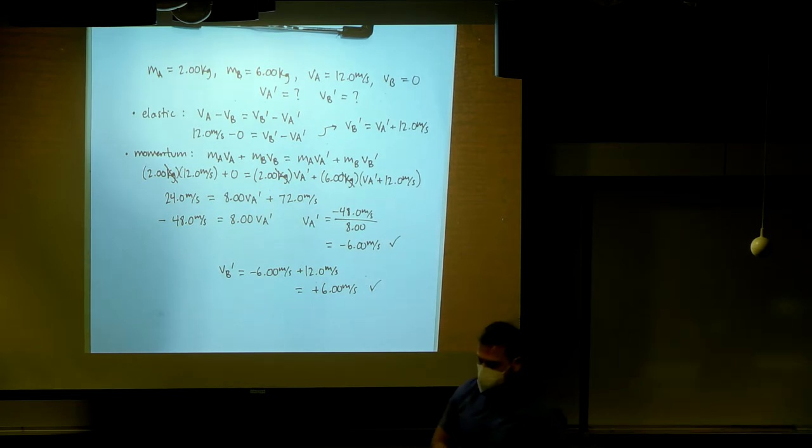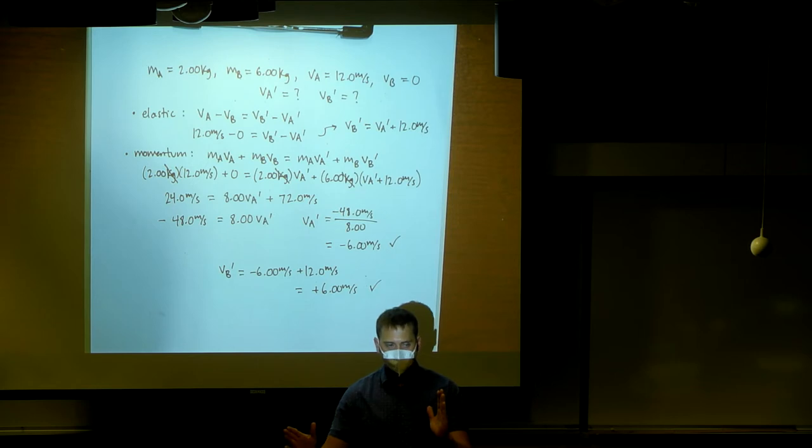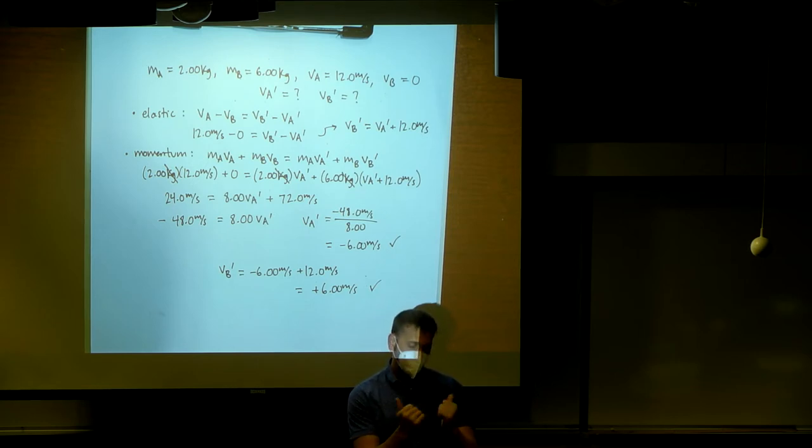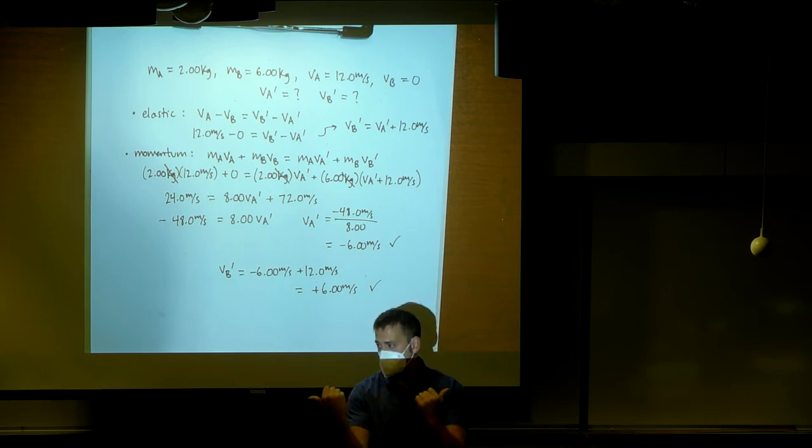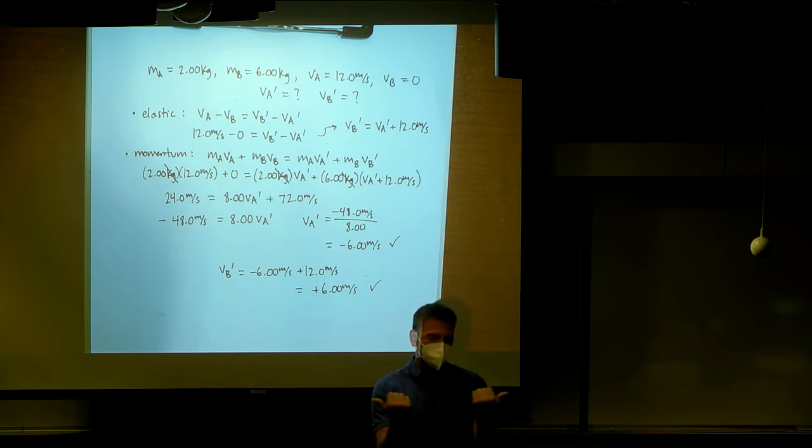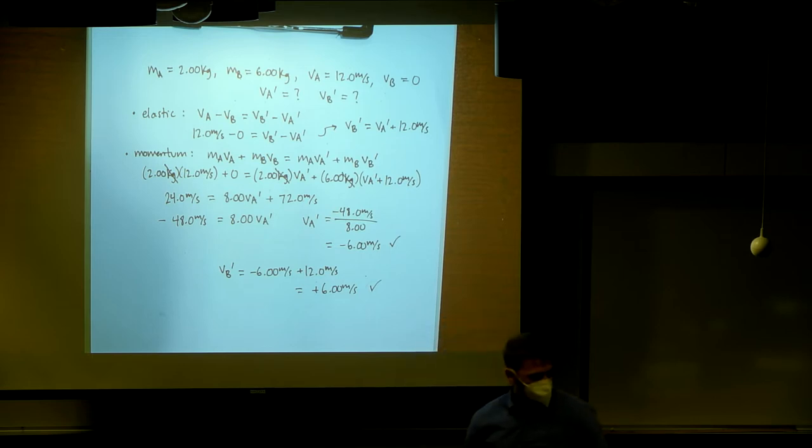So what does that tell us? Puck A comes in towards stationary puck B. They collide elastically. After they collide, they're moving off in opposite directions. A bounced back from the direction it was going, and B is going forward, but they're moving at the same speed, opposite directions. Okay? Make sense?